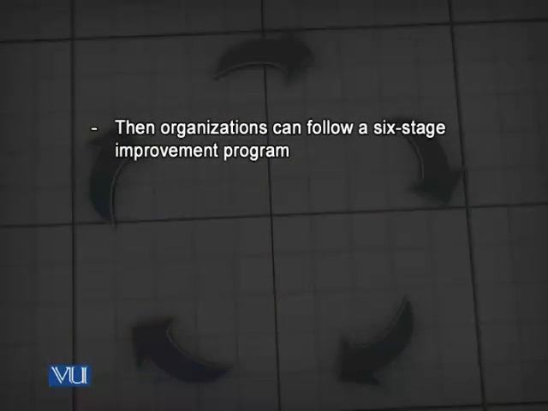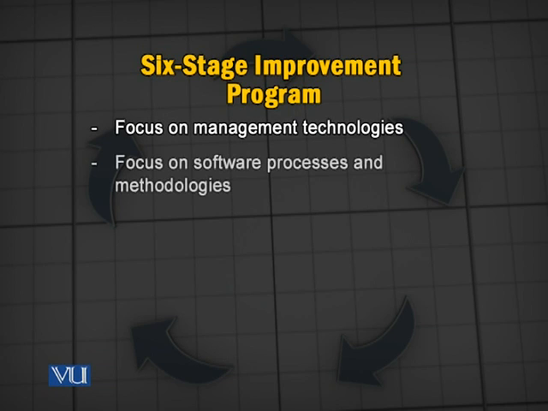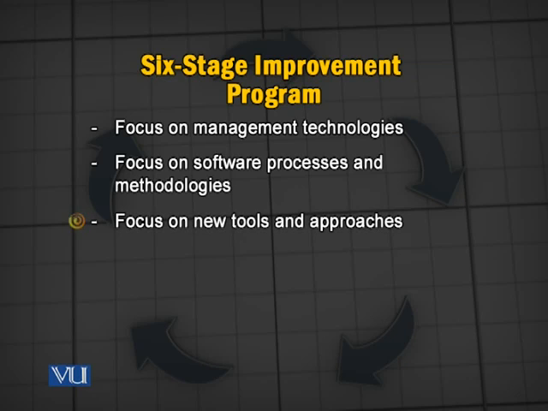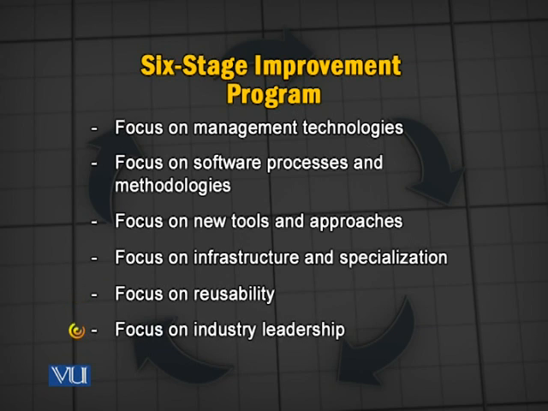Organizations can follow a 6-stage improvement program. इनके ऊपर अभी हम बात करते हैं. So you can look at the 6-staged process improvement program. The first stage is focus on management technologies. Second is focus on software processes and methodologies. Third is focus on new tools and approaches. Fourth is focus on infrastructure and specialization. Fifth is focus on reusability. And sixth is a focus on industry leadership.